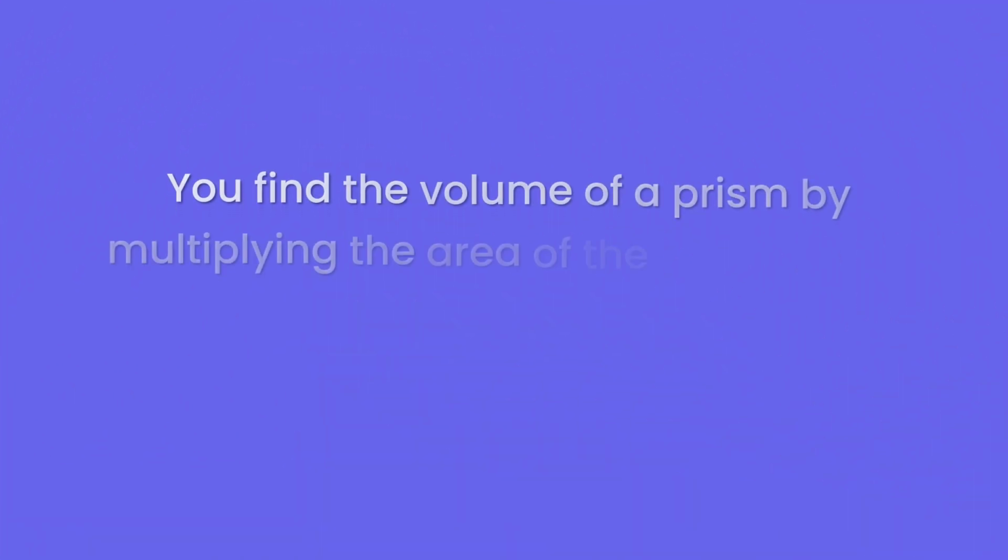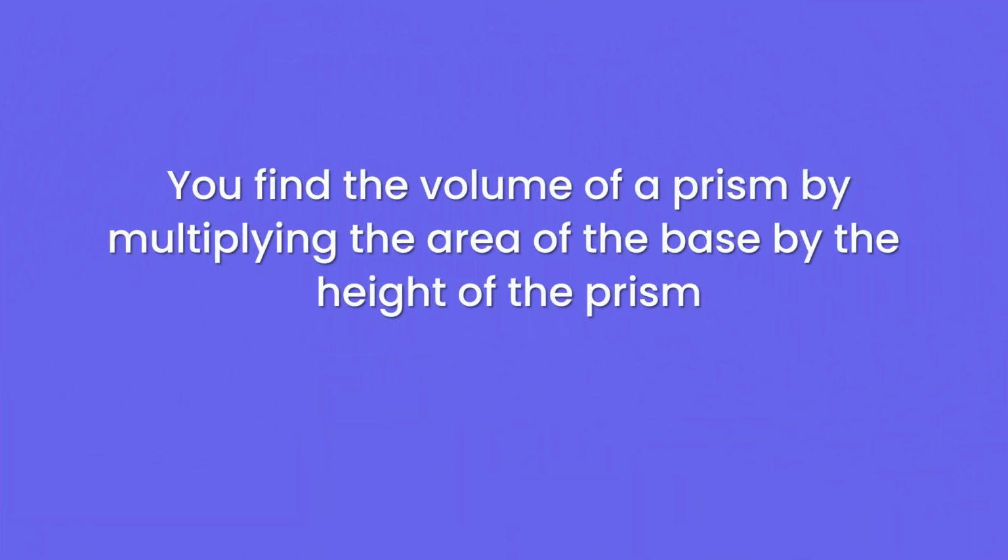You find the volume of a prism by multiplying the area of one of its bases by the height of the prism. V equals BH.